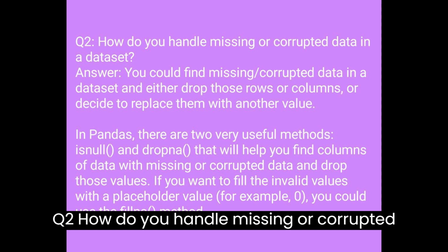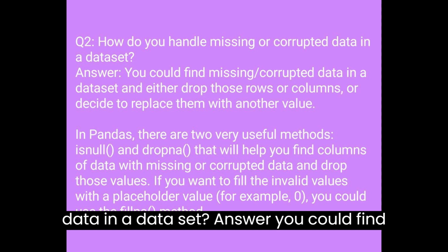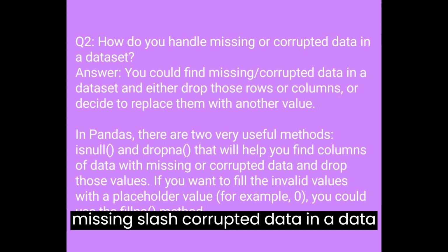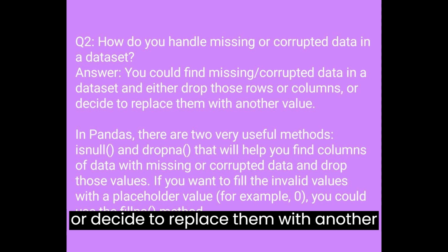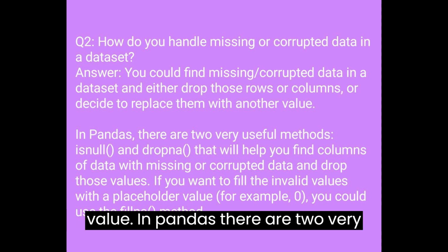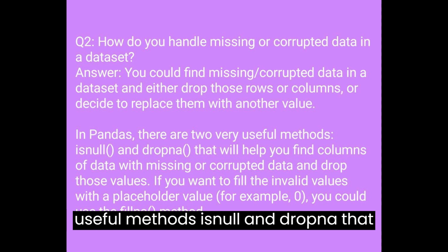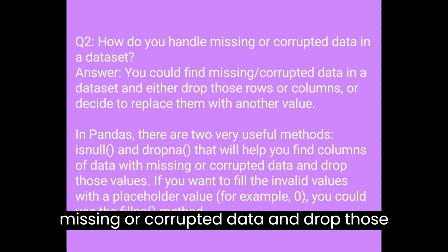Q2. How do you handle missing or corrupted data in a dataset? Answer. You could find missing or corrupted data in a dataset and either drop those rows or columns, or decide to replace them with another value. In pandas, there are two very useful methods, isnull and dropna, that will help you find columns of data with missing or corrupted data and drop those values.